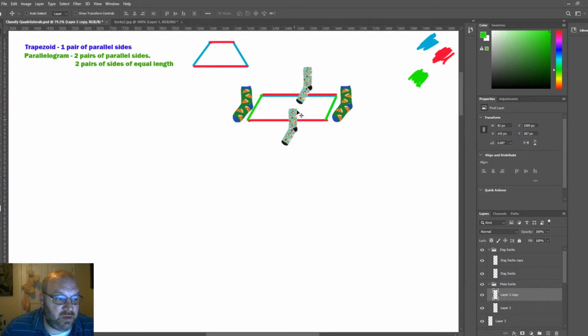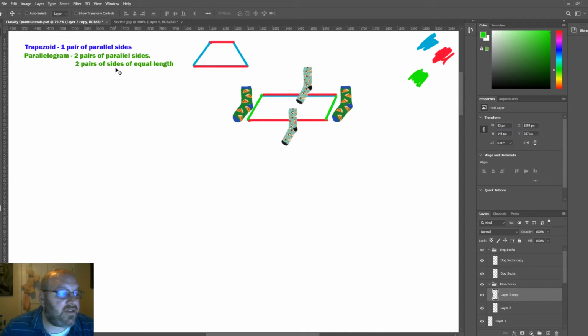This and this is one pair of parallel sides. The pizza socks, or the green, is another pair of parallel sides. So when it says two pairs of parallel sides, think of two pairs of socks. Do we have two pairs of socks here? Yes. We got our dog socks, we got our pizza socks. 1, 2. That's two pairs of socks.